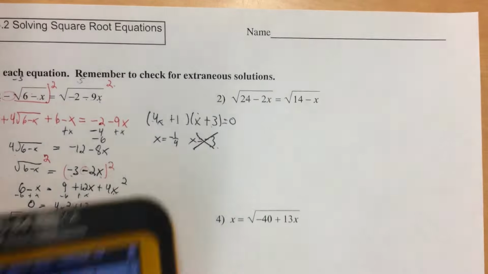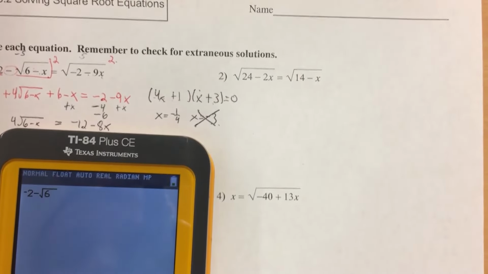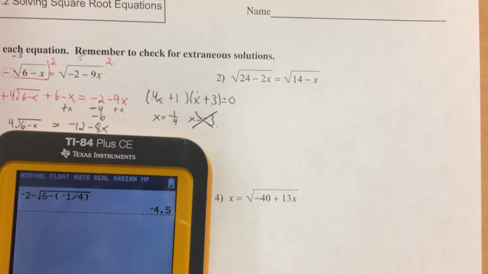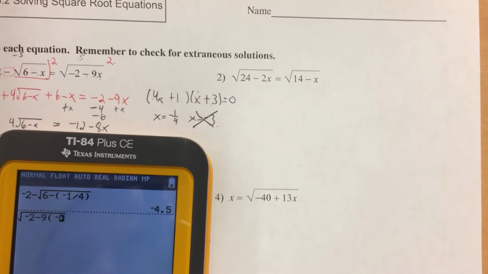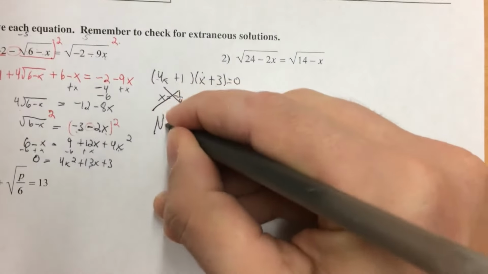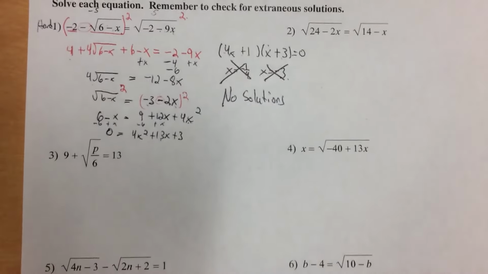I don't really want to deal with the -1/4, so I'm just going to plug it in to a calculator. -2 minus square root of 6 minus -1/4. And that's equal to -4.5. On the other side, we have square root of -2 minus 9 times -1/4. And there we get 0.5. Neither of these worked. They were both extraneous solutions, and so the answer is no solutions. Okay. I'll do the one right below it.